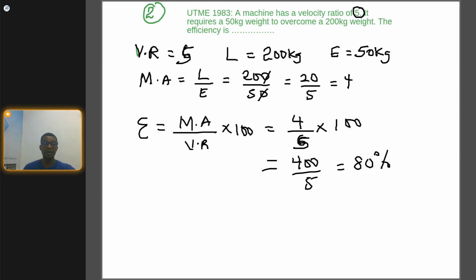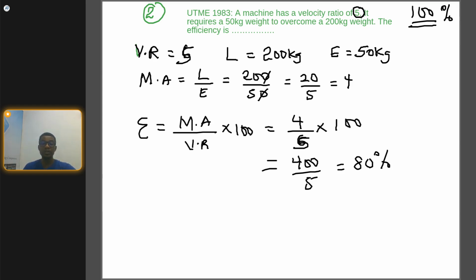Take note, anytime you are calculating for efficiency, your answer must be less than 100%, because a machine cannot attain 100% efficiency because of frictional force. So if a machine cannot obtain 100%, that means efficiency should not be greater than 100. It should be less than 100. So you can have 80%, 45%, 75%, and so on and so forth.